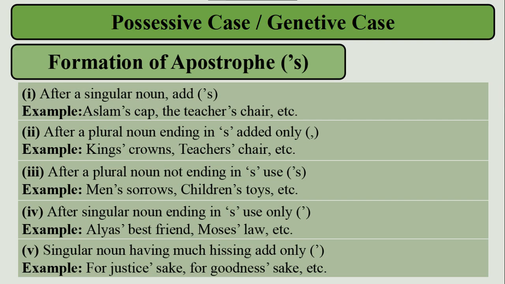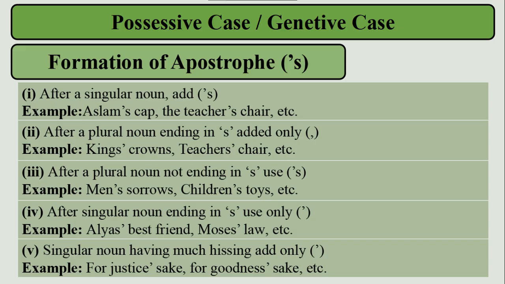After a singular noun, you just add apostrophe s. Aslam's cap. Standard. If the noun is plural and already ends in "s," you usually just add the apostrophe after the "s." Kings' crowns, teachers' chairs, meaning the chairs belonging to multiple teachers. Okay, just the apostrophe for plurals ending in s. But if the plural noun doesn't end in "s," like men or children, you go back to using apostrophe s. Men's sorrows, children's toys. Right, because there's no s there to begin with.